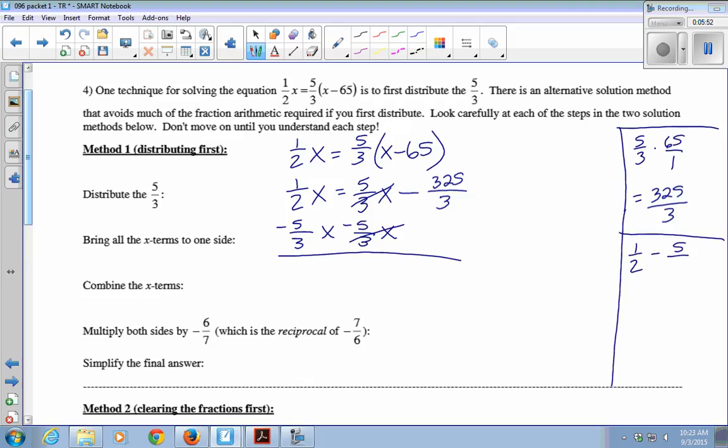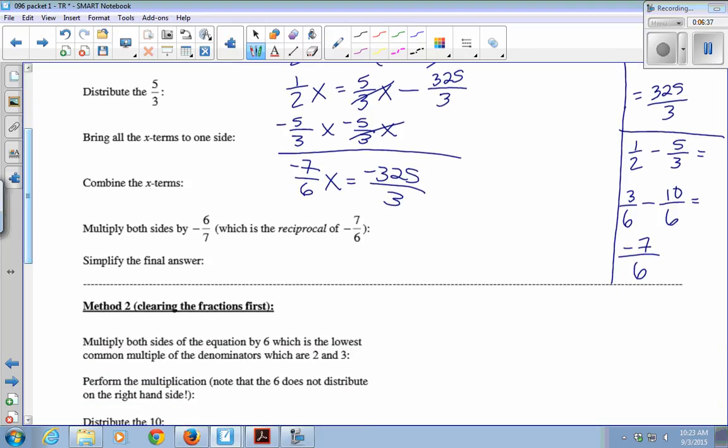1/2 minus 5/3. What do I need to be able to subtract fractions? Same denominator. What's my common denominator going to be? 6. So my 1/2 is going to become 3/6. What's my 5/3 going to become? 10/6. 3/6 minus 10/6 is -7/6. So that's what I have over here. I have -7/6 x equals -325 thirds.